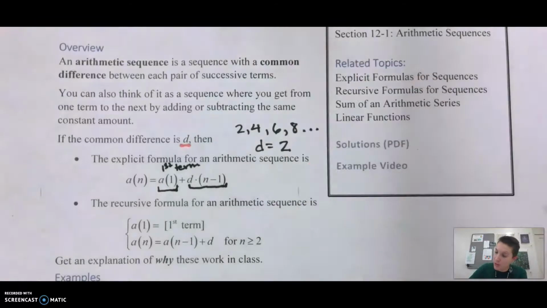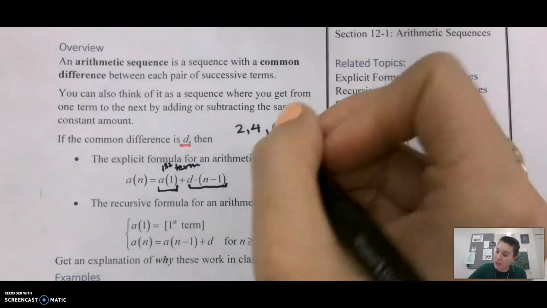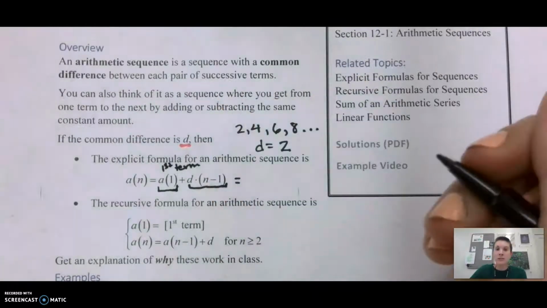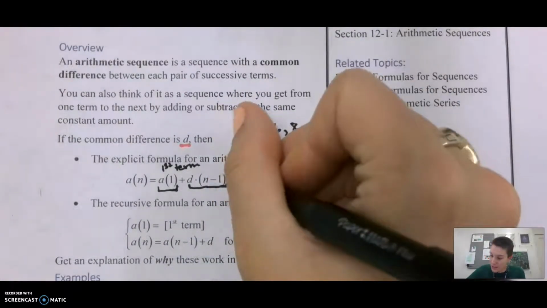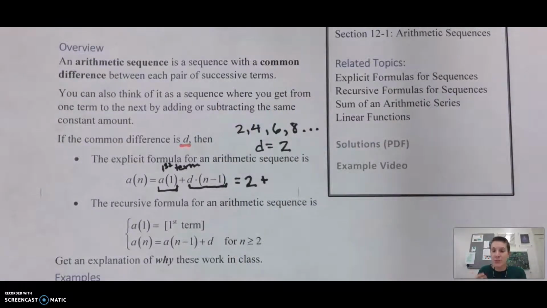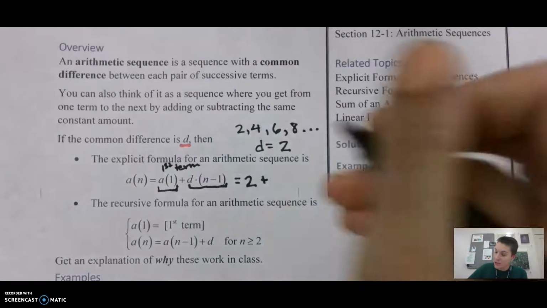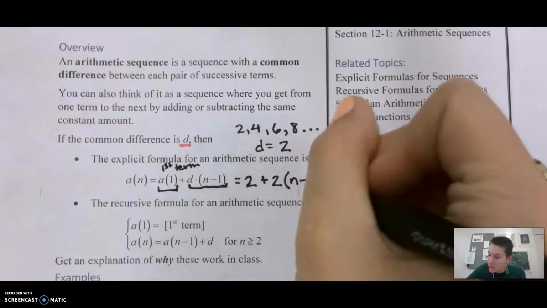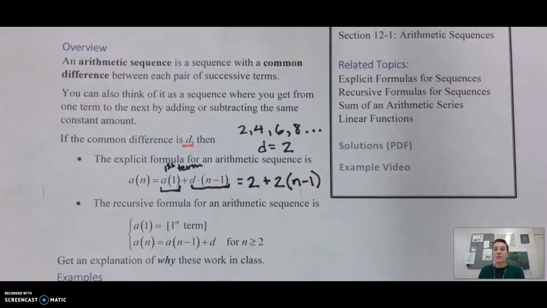So, for example, in our formula here, we would have A of n equals A of 1, so our first term is 2, so that goes here, plus D. We've already decided the common difference is 2 because we're adding 2 each time, so plus 2, times n minus 1. The way we would use this to find a term is by plugging in the number n. So what's n? It's whatever term number you're interested in.